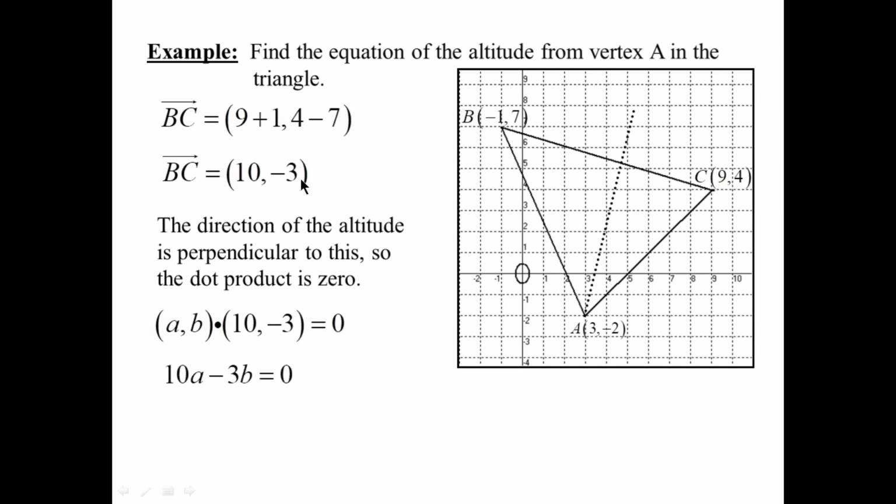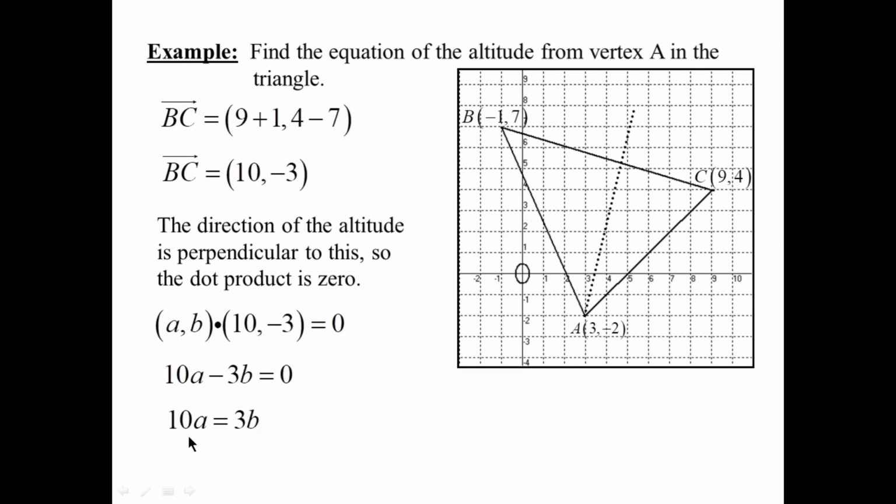Expressing the dot product, this is 10a minus 3b. Now any a and b that work here could be our a and b. Because remember, a and b is a direction, and we can get any multiple of that same direction, even negative multiples. This will give us the direction of this altitude.